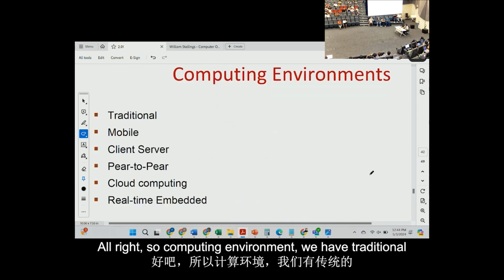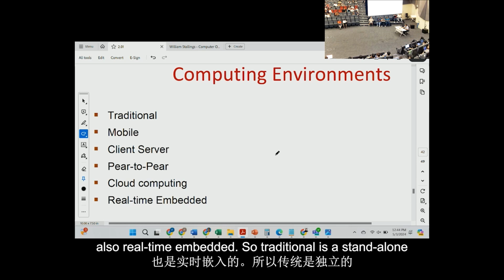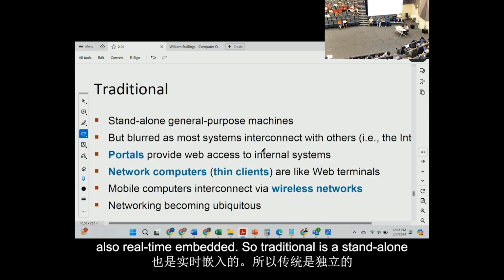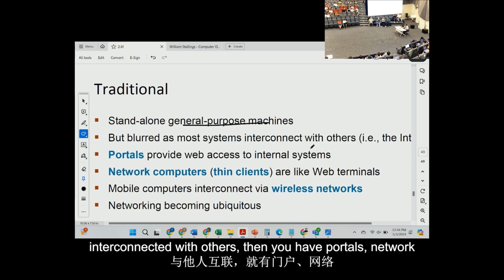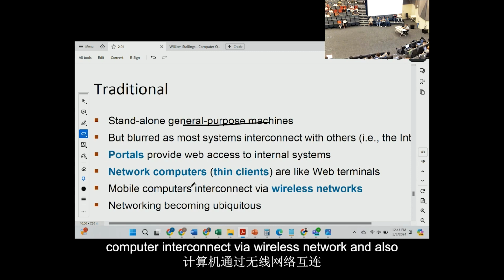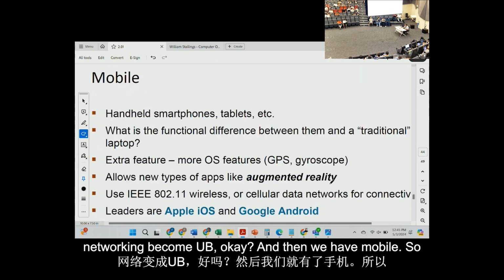All right, so computing environments: we have traditional, mobile, client-server, peer-to-peer, cloud computing, and also real-time embedded. So traditional is a stand-alone general-purpose machine, but blurred as most systems are interconnected with others. Then you have portals, network computers, and thin clients, which are like web terminals. Mobile computers interconnect via wireless networks, and networking has become ubiquitous. Okay, and then we have mobile.